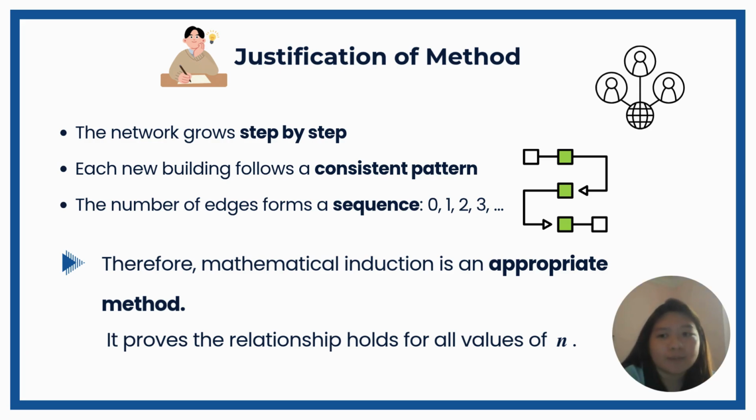Finally, we justify the use of mathematical induction. The network grows step by step, and each new building follows a consistent pattern. The number of edges forms a sequence, like 0, 1, 2, 3, and so on. Therefore, mathematical induction is an appropriate method as it proves that this relationship holds for all values of n.